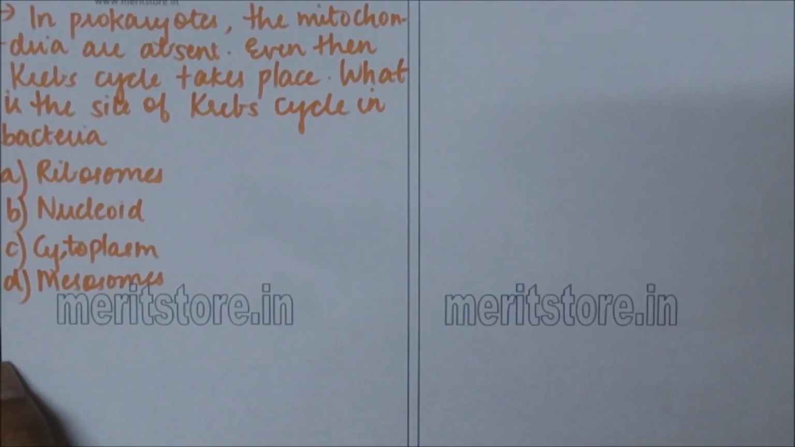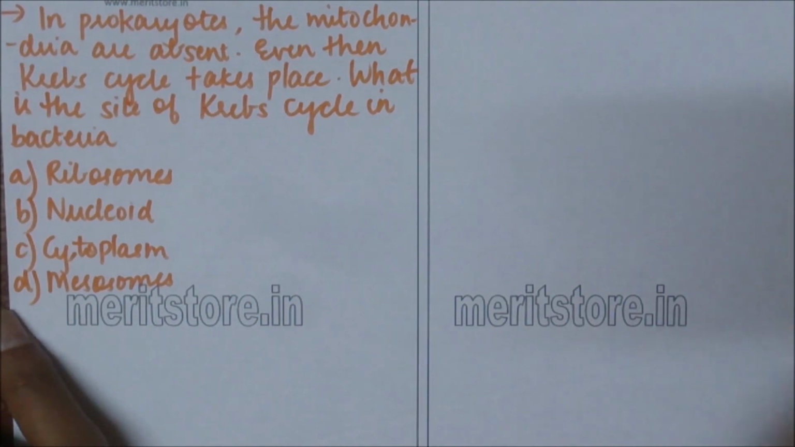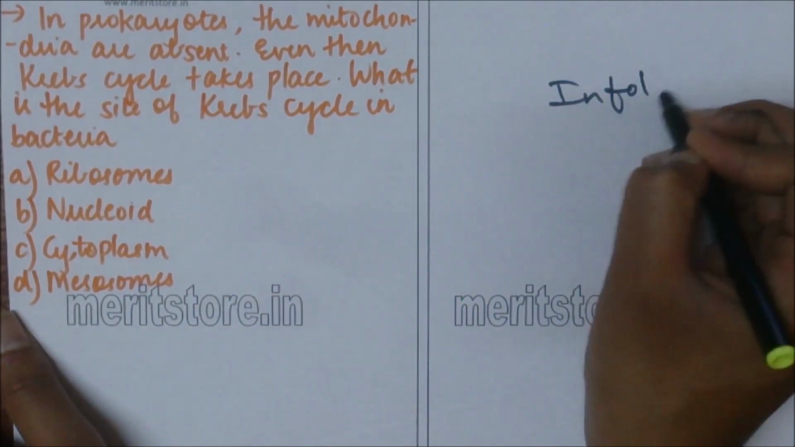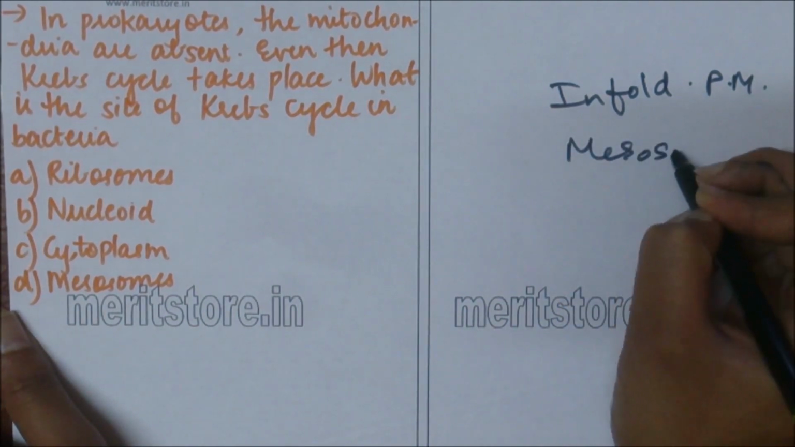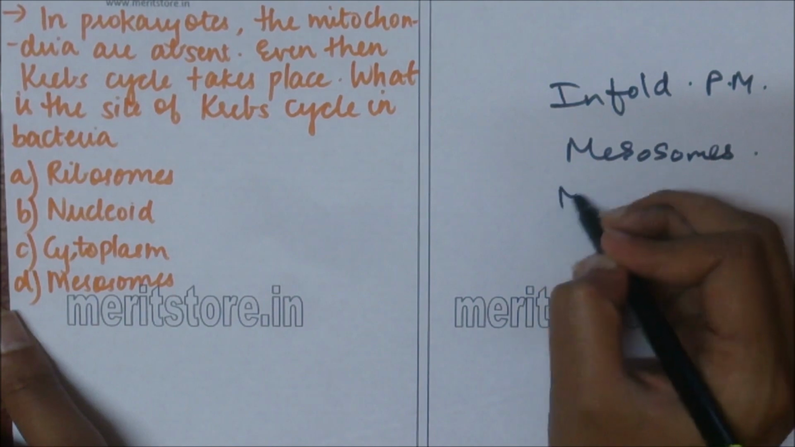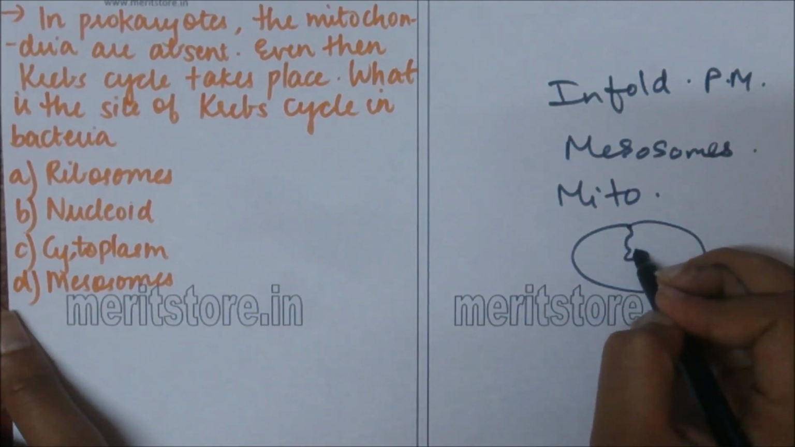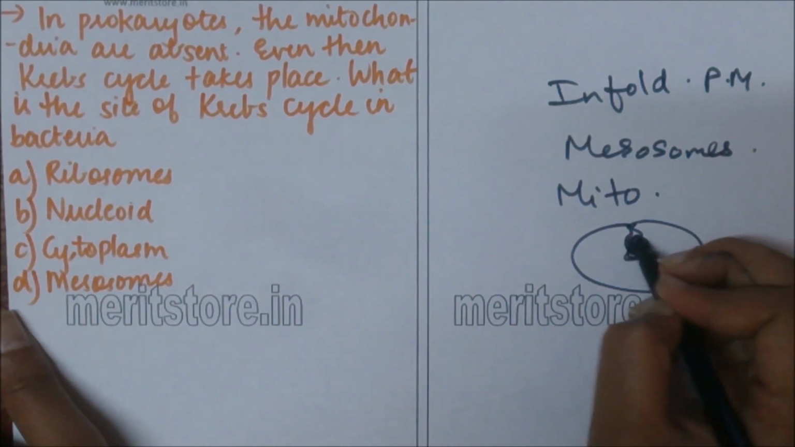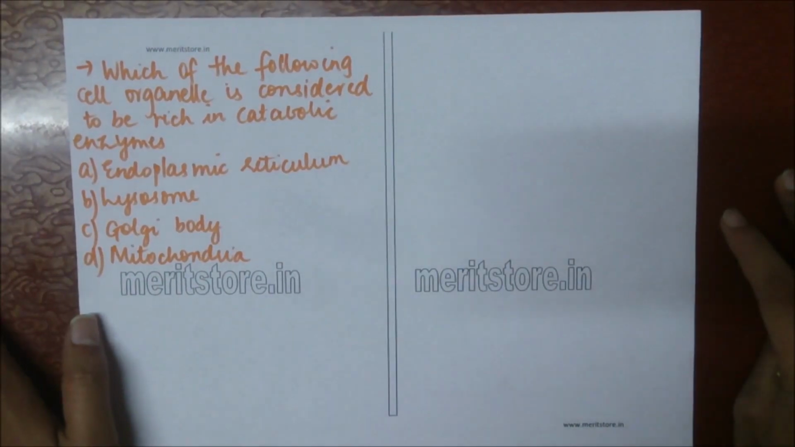In prokaryotes, mitochondria are absent. Even then the Krebs cycle takes place. What is the site of the Krebs cycle in bacteria? A. Ribosome, B. Nucleoid, C. Cytoplasm, D. Mesosomes. Infoldings of the plasma membrane in bacteria are known as mesosomes. These are analogous to mitochondria. Mesosomes are the site for the Krebs cycle.